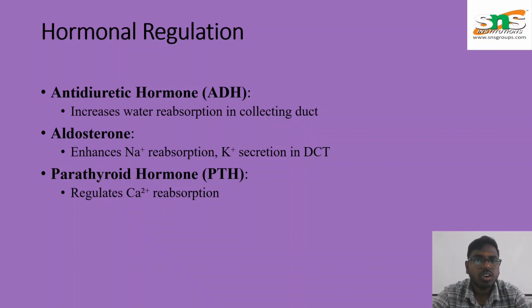The hormonal regulations in the nephrons are, first, antidiuretic hormone, which increases water reabsorption in the collecting duct; second, aldosterone, which enhances sodium reabsorption and potassium secretion in the distal convoluted tubule; and finally the parathyroid hormone, PTH, which regulates calcium reabsorption.